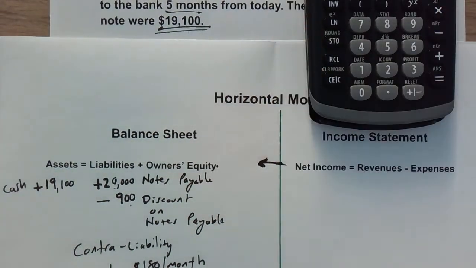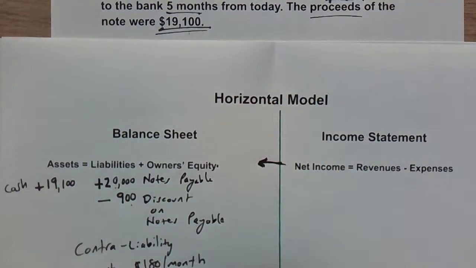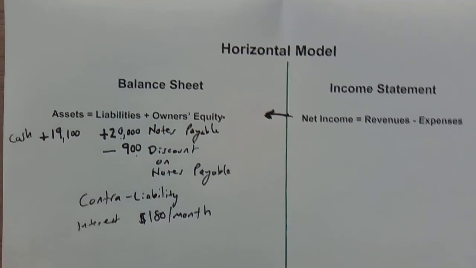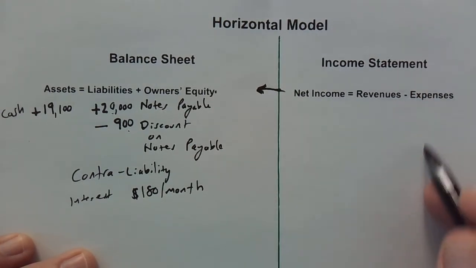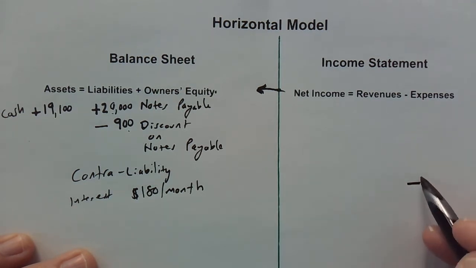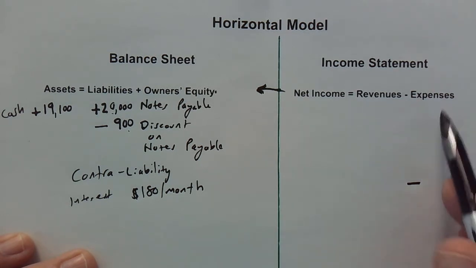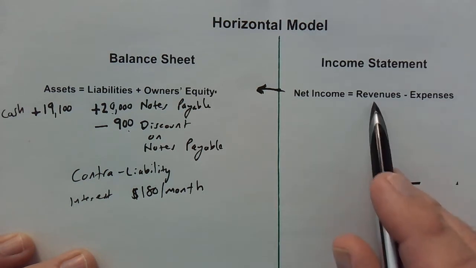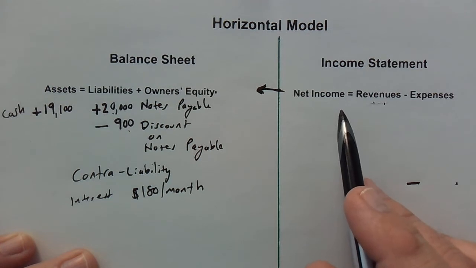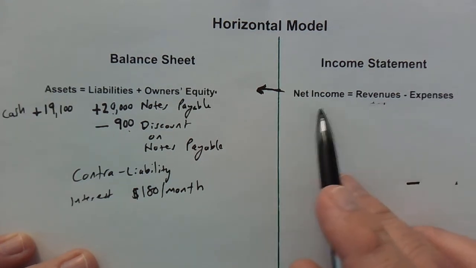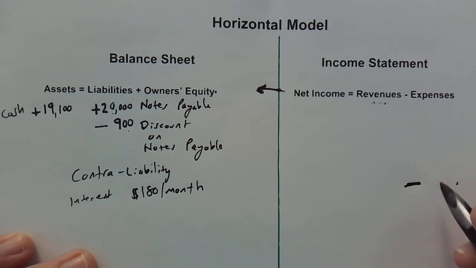So let's say a month goes by and you want to account in the horizontal model for that $180 worth of interest. Well, it's an expense. So I'm going to put it over here under expenses, and I'm going to put a negative sign because we're reducing revenues. To get net income, we're subtracting expenses. This doesn't mean that we're reducing expenses. It just means we're going to subtract our expenses from revenues to get our net income. Hopefully net income. If our expenses are higher than revenues, then this is going to be a net loss. So we're going to reflect this as a negative $180. So that's going to be interest expense, right?